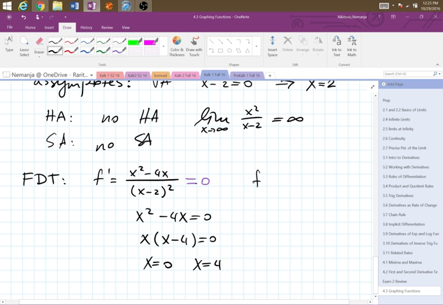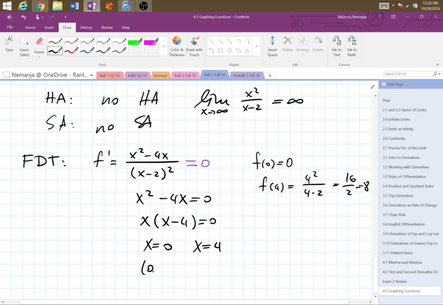We can quickly figure out what f of 0 is, which is 0, and f of 4, that's 4 squared over 4 minus 2, which is 16 over 2, which is 8. So I have 0, 0, and 4, 8. Those are the two critical points.